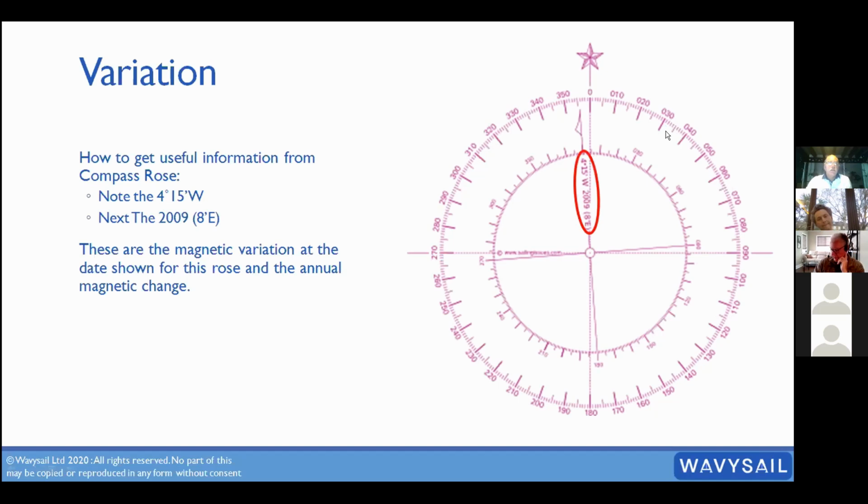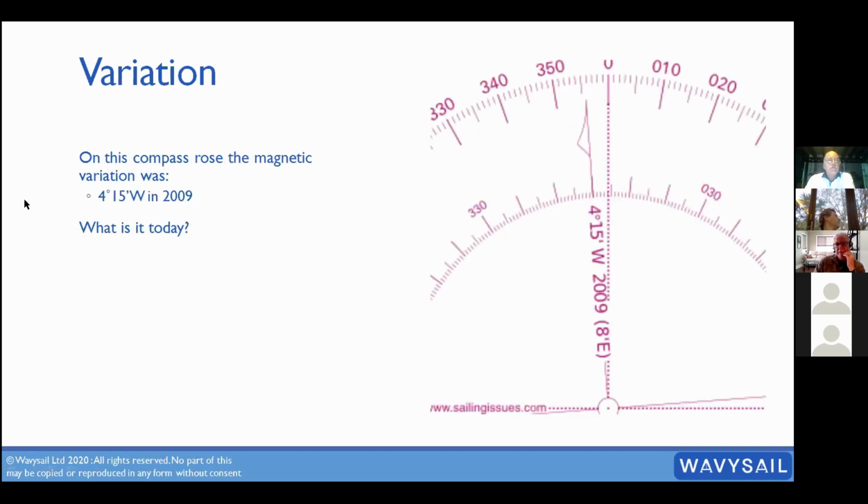So these are the magnetic variations at the date shown the compass rose was printed, and the annual magnetic change thereafter. So how do we extrapolate that? We want to look at this compass rose and say, what is today's current magnetic variation? Take that same information that we took from there. What is it today? We have an 8 east annual change. I did this at the end of last year, so it's 11 years.